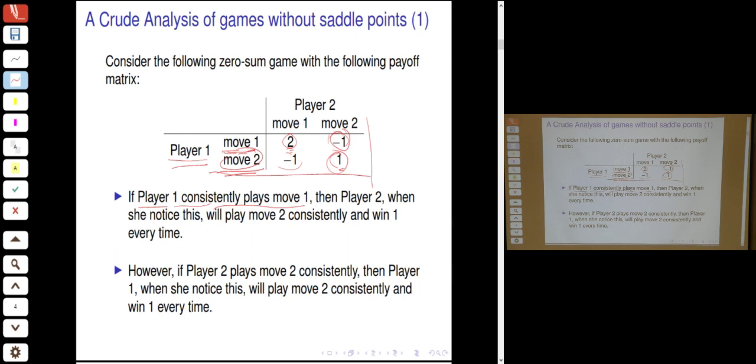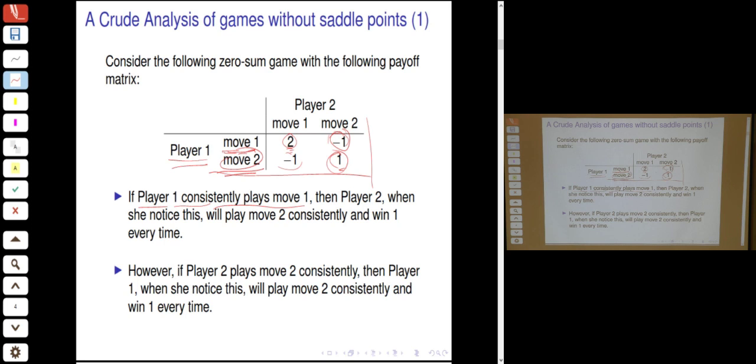So the point is that it is not beneficial for either player to keep on playing the same strategy. Because if it becomes predictable, then he is in bad shape. Because then the other player will adjust his strategy accordingly, and using the fact that this game has no saddle points, the other player will always have the possibility of adjusting his strategy so that the payoff for the first player decreases.